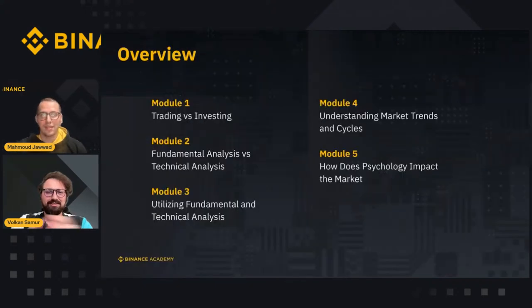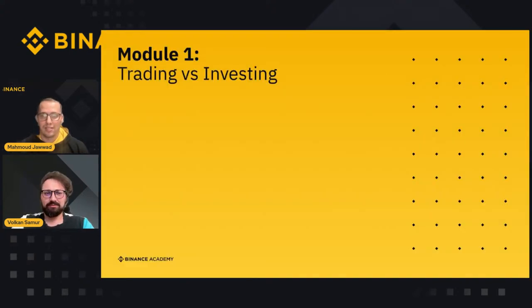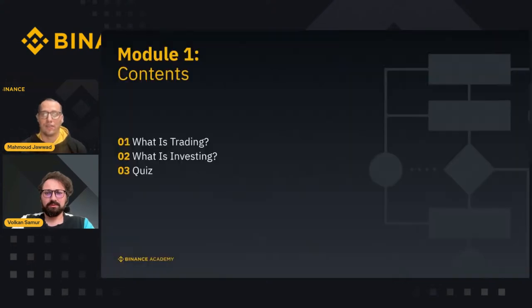You can see a short overview. We're going to differentiate between trading, investing, and fundamental and technical analysis. I will do the first two modules, then pass over to Volkan, who is going to discuss module 3 and module 4. Lastly, we're going to cover the psychology impacts of the market. So let's jump right into it. In the first module, we'll define what trading and investing are and how they are different from each other.